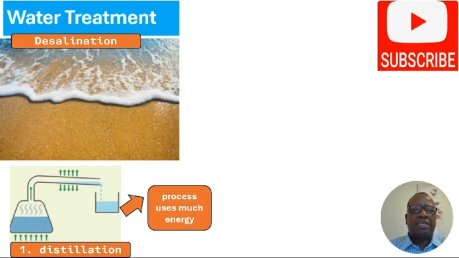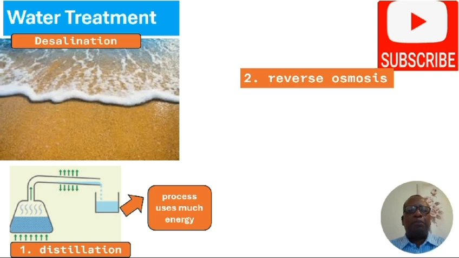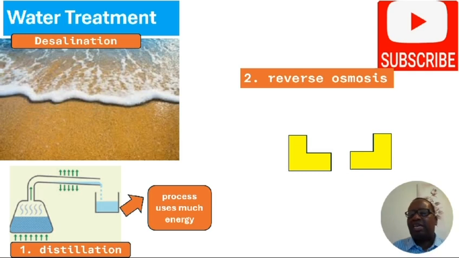In the exam, if they ask you what is the problem with distillation, it uses a lot of energy. There's a question like that always for 2 marks. Now, the second process that we can use to treat seawater or salt water is called reverse osmosis. The technology that we are going to use there is 2 tanks, tank 1 and tank 2.